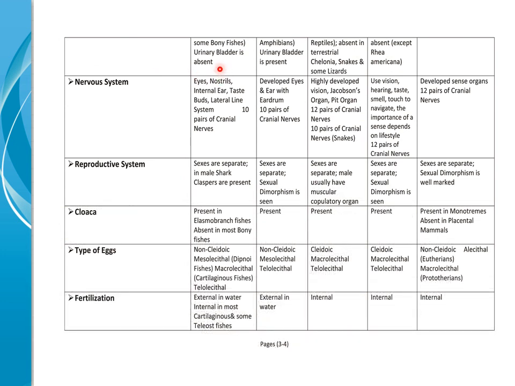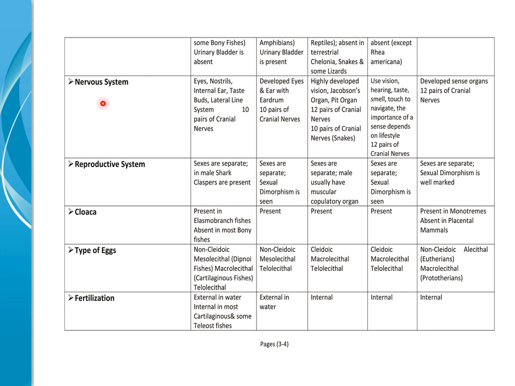So as I said, urinary bladder is absent in fishes and it is absent in the flying birds, whereas it is seen in the flightless bird Rhea americana, which is an exception. Urinary bladder is seen in amphibians. Urinary bladder is present in reptiles, but it is absent in some terrestrial chelonia, snakes and some lizards. Urinary bladder is present in mammals.